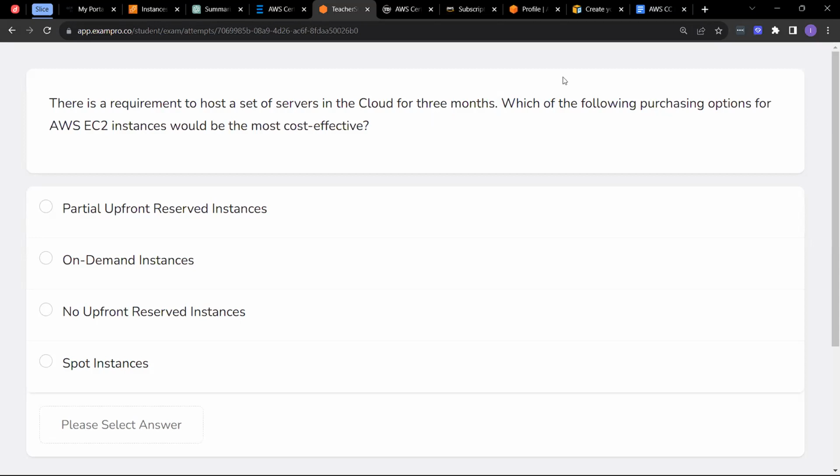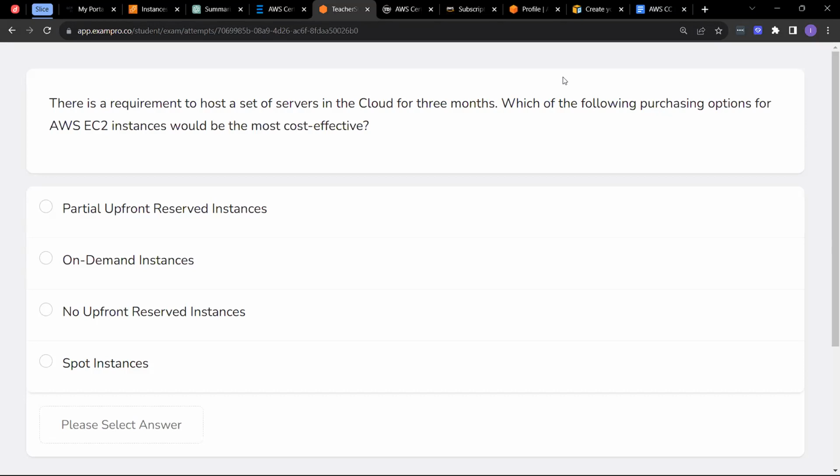Okay, so this is my explanation. Spot instances are for applications or instances where you don't need them running or available all the time, because spot instances can be taken from you with a 2 minutes notice. So if you use spot instances and they are taken from you within those 3 months, what do you do?